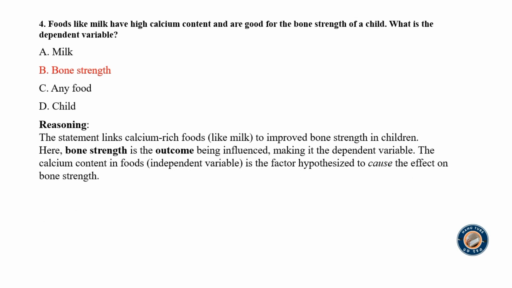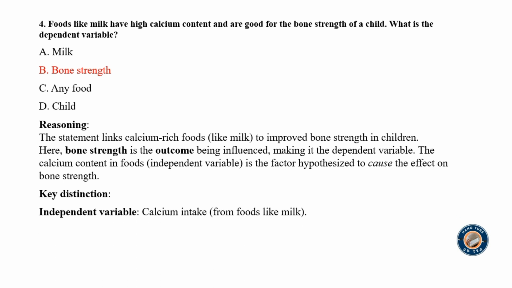The statement links calcium-rich food like milk to improved bone strength in children. Here, bone strength is the outcome being influenced, making it the dependent variable. The calcium content in foods, which is the independent variable, is the factor hypothesized to cause the effect on bone strength. Therefore, the independent variable is the calcium intake from foods like milk, and the dependent variable is the bone strength, which is the result being measured.